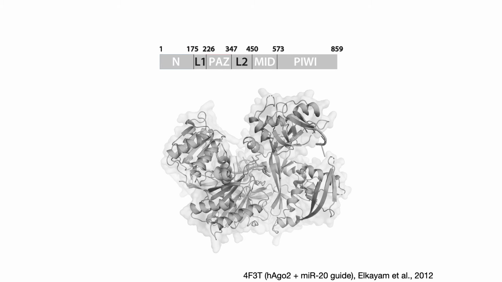And so I'm going to show you these one at a time. So we're starting at the N terminus, which is called N. This domain is called N because it's at the N terminus, so the amino end. So this is like the starting end of the protein. And then you have the PAS domain, which I'm showing in red, the mid domain, and the PIWI domain. Then you have a couple linker regions, L1 and L2.